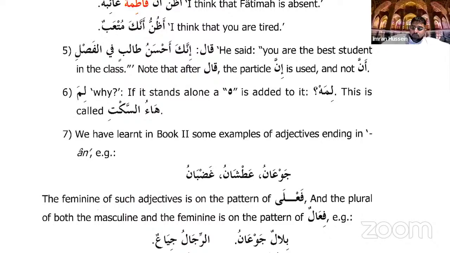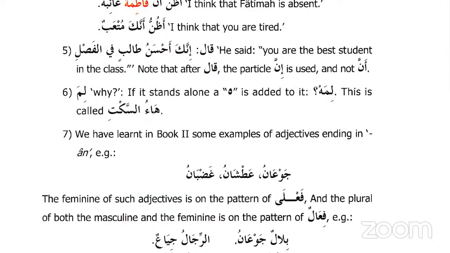Yep, correct. So number 6 is lima. Why? If it stands alone, ha is added to it: limahu. This is called ha saqt.